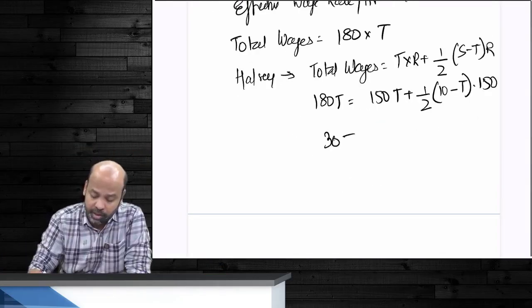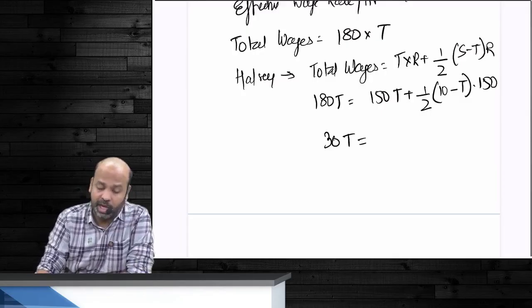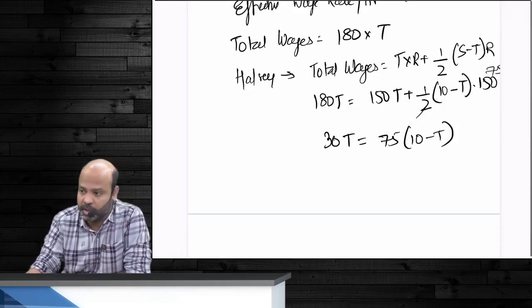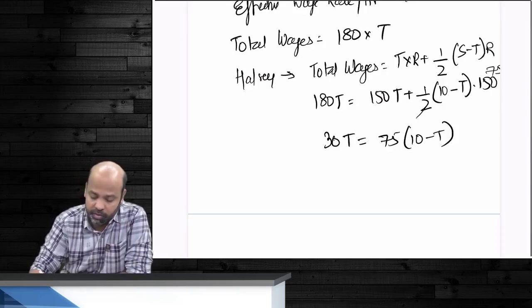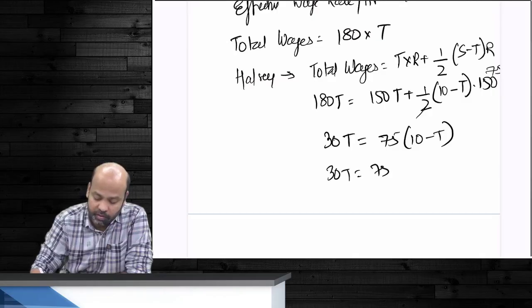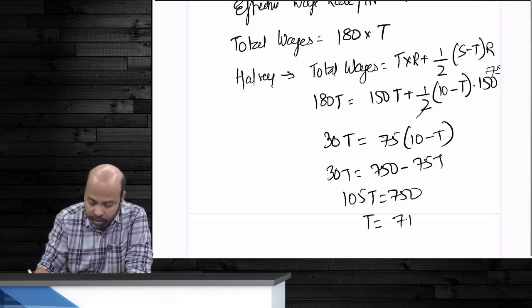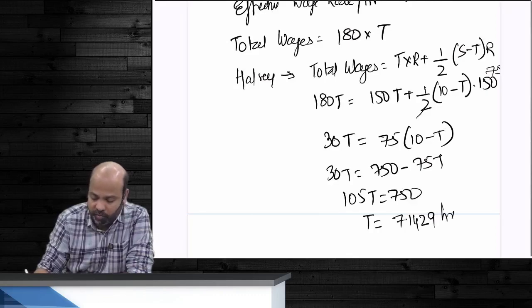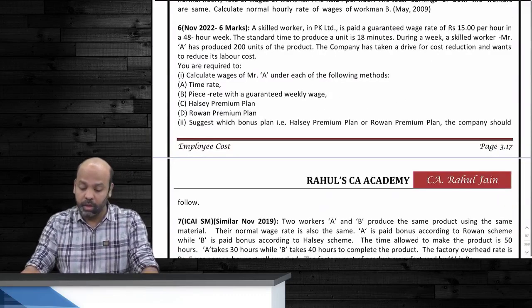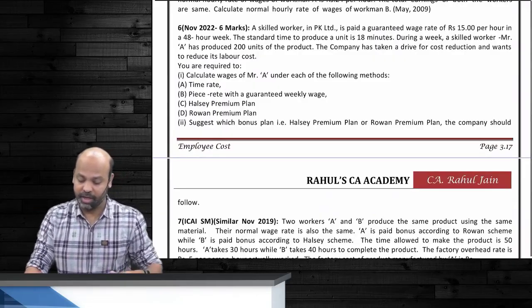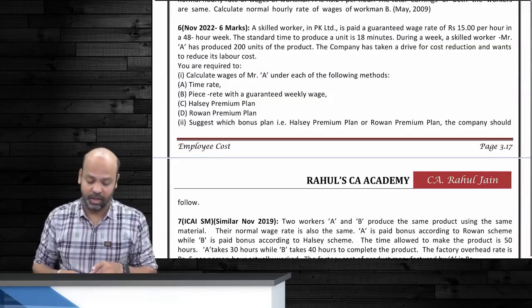To the other side, you will get 30T is equal to half of 150, which would be 75. So you will write 75 times of 10 minus T. You can either multiply there only, guys, or you can also strike on both sides. 30T is equal to 750 minus 75T. You will get 105T is equal to 750. T will be equal to 7.1429 hours.